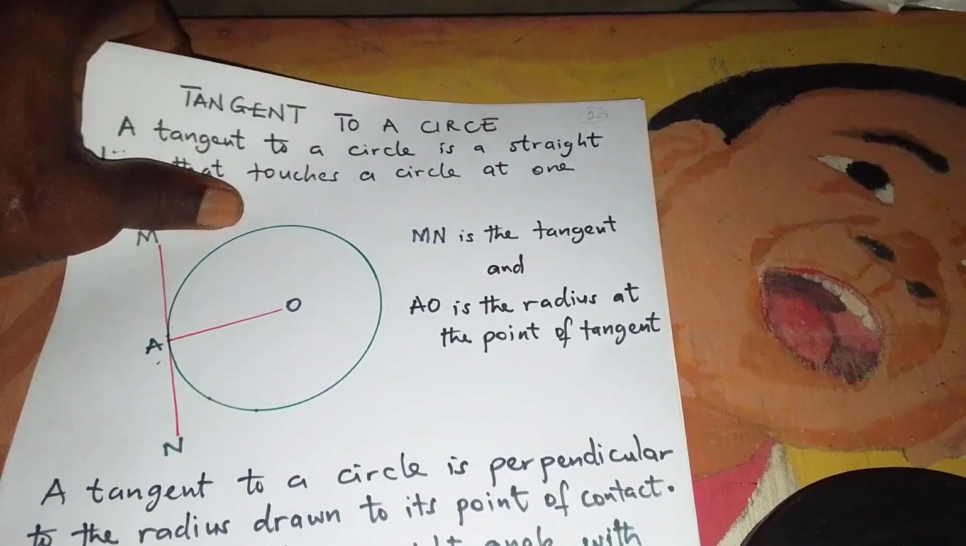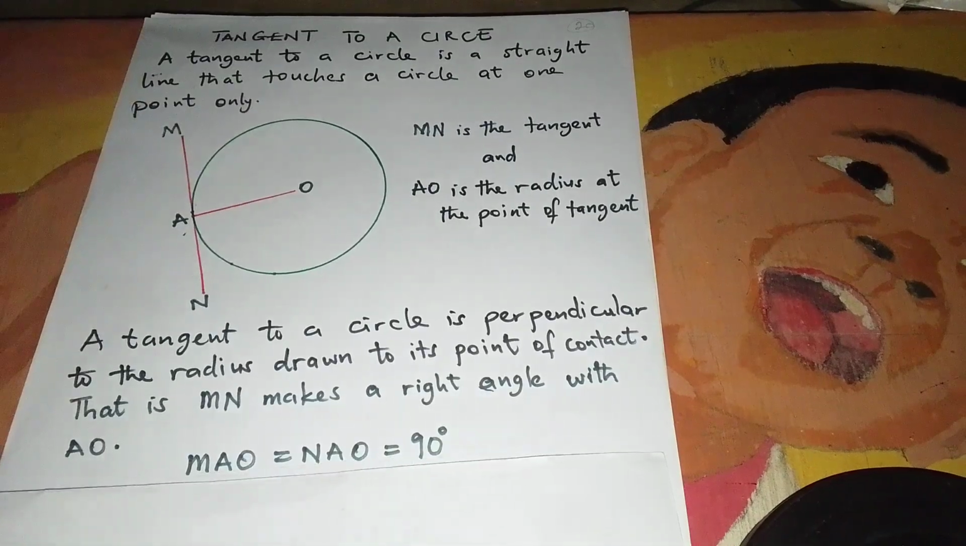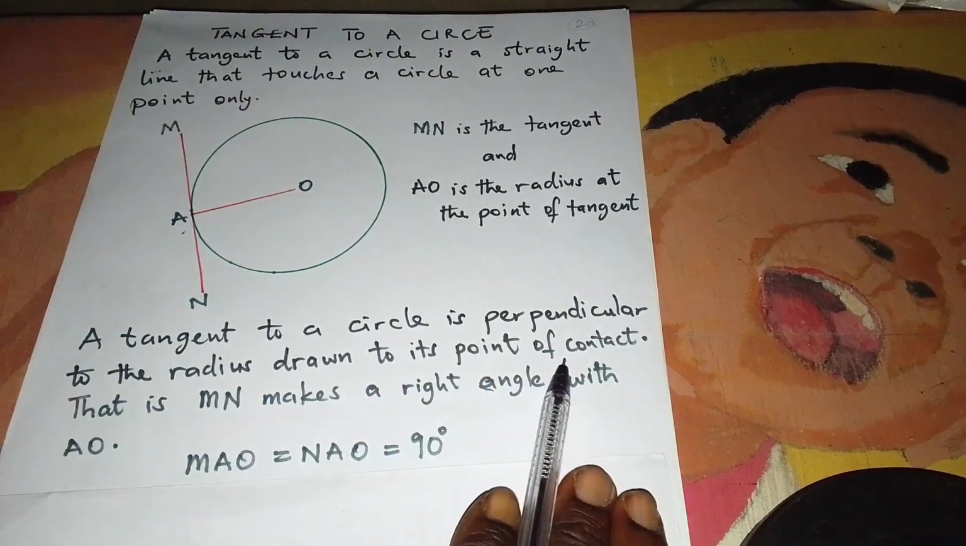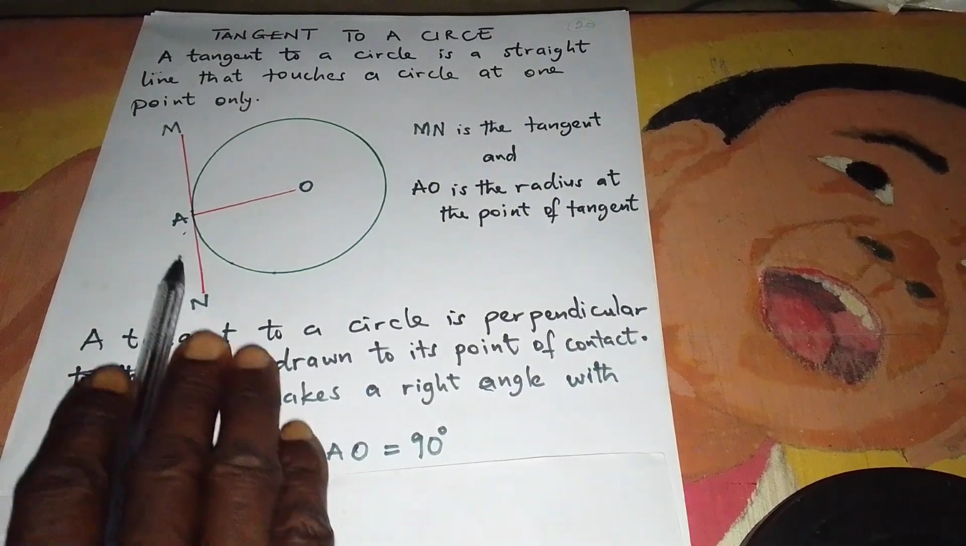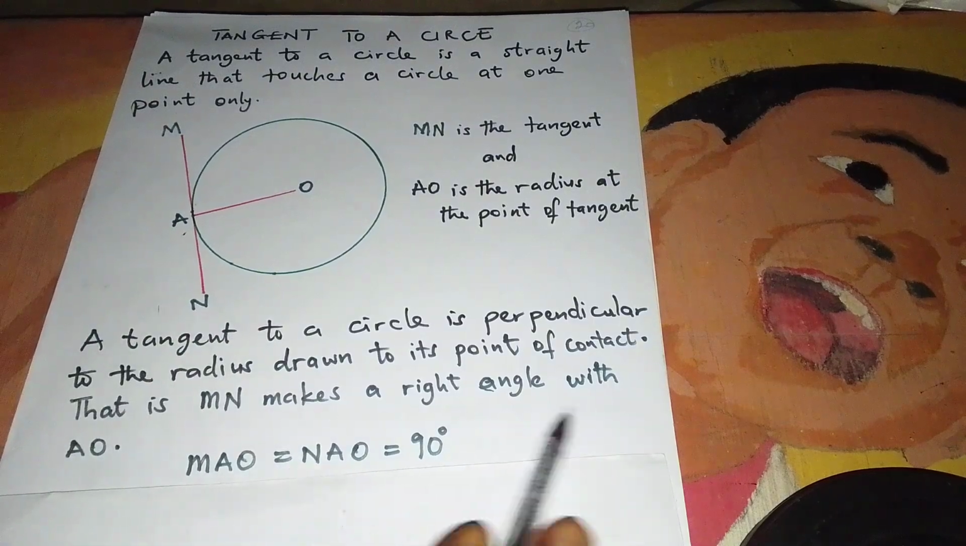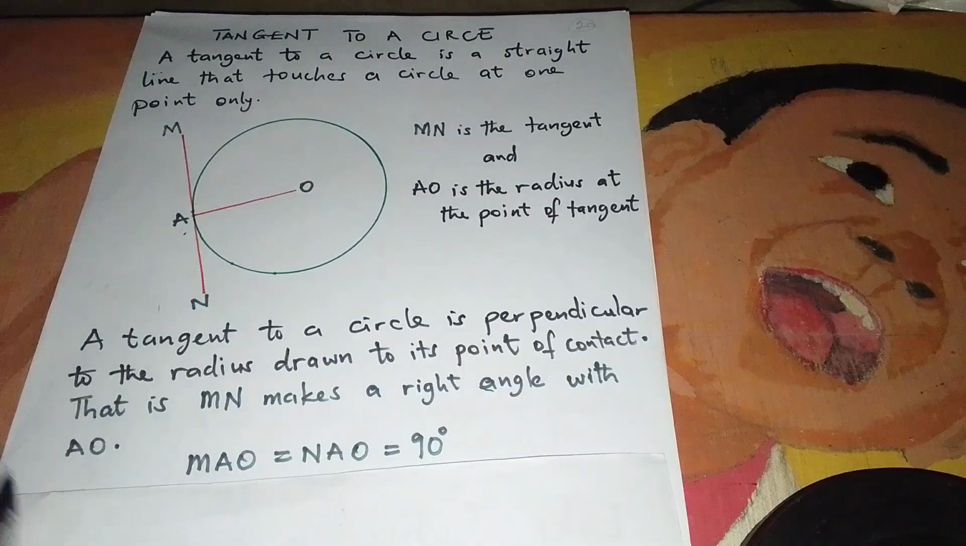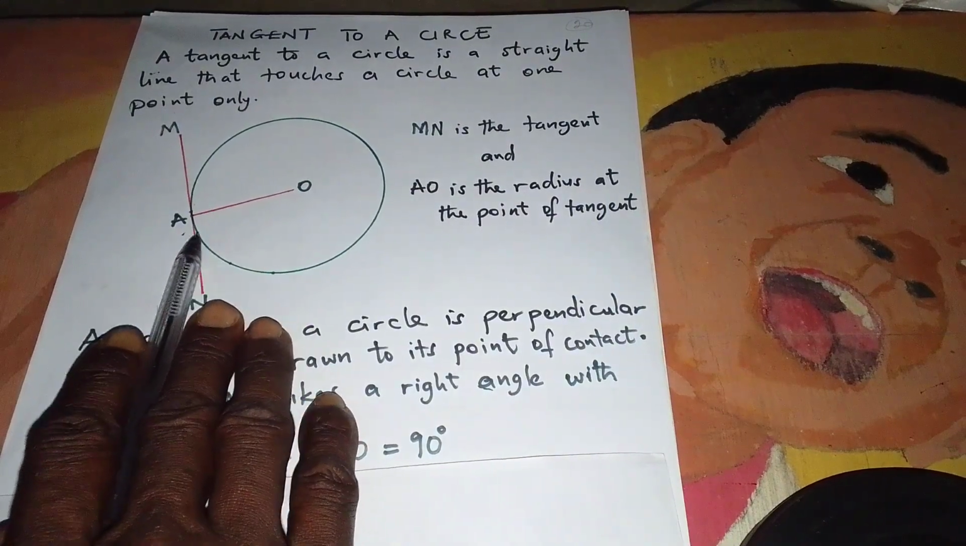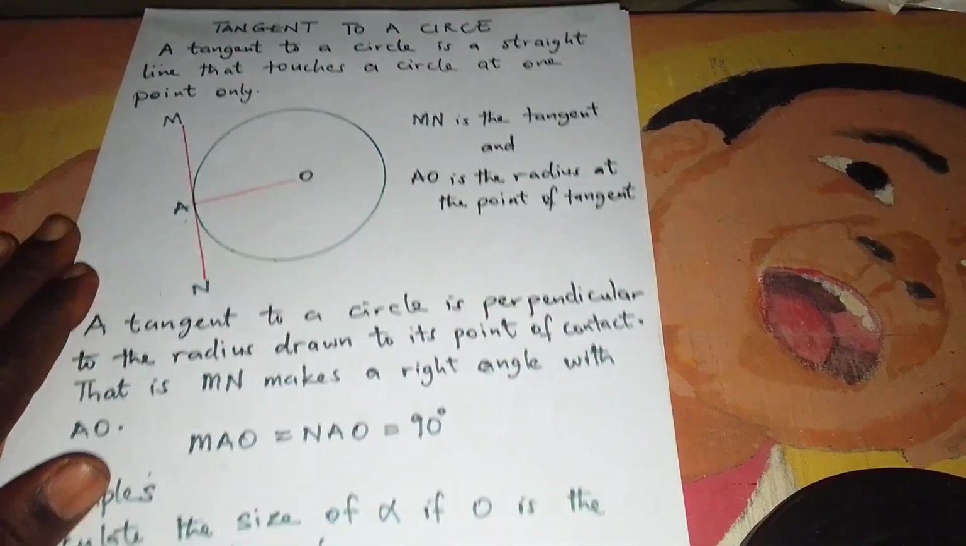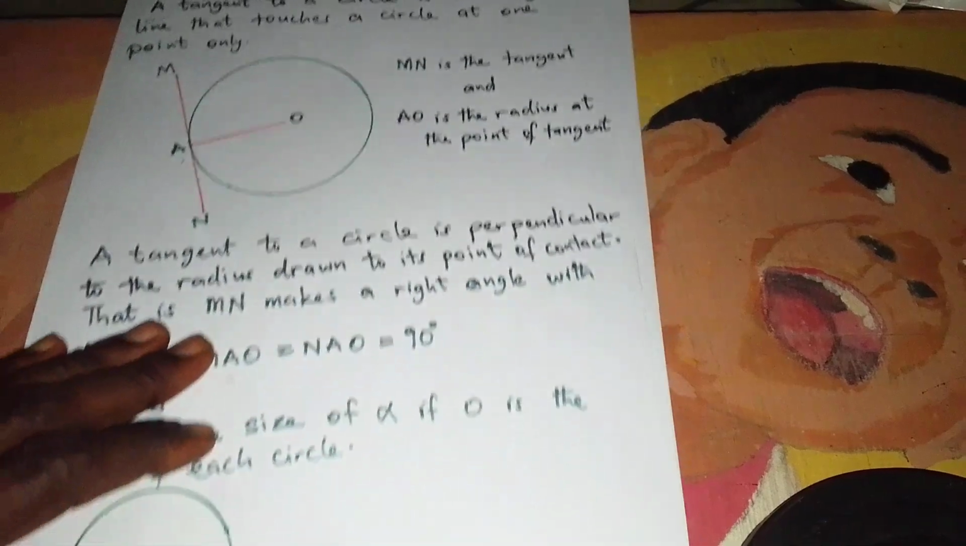Now, a tangent to a circle is perpendicular to the radius drawn to its point of contact. That is, MN makes a right angle with AO. So this angle here is 90 degrees, and this other one also is 90 degrees. Now let's use that knowledge to solve a problem.